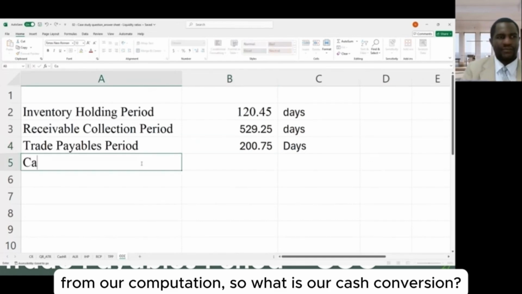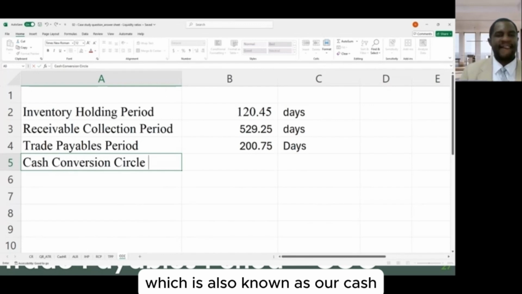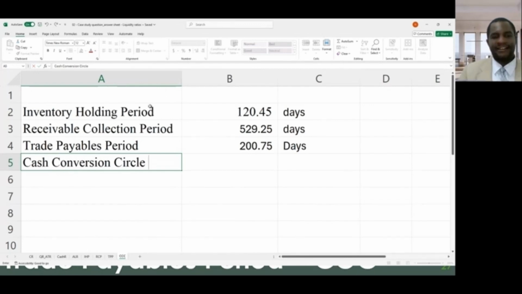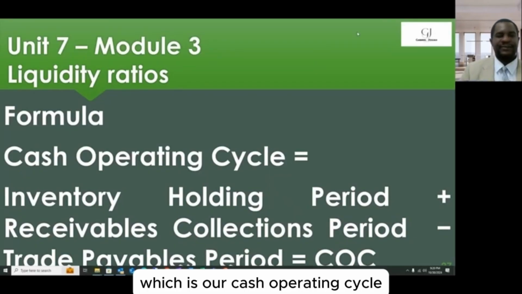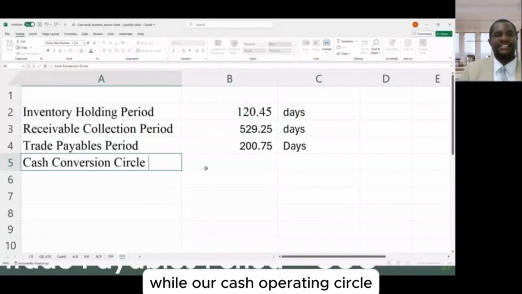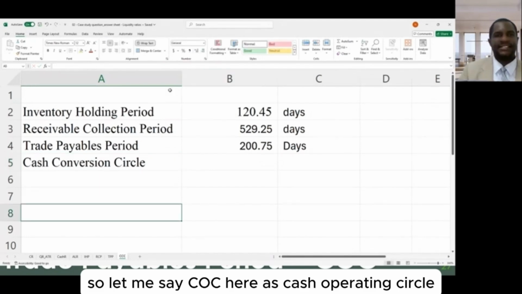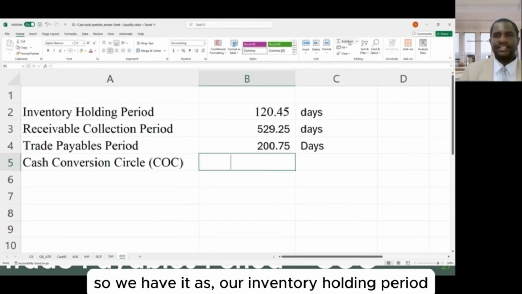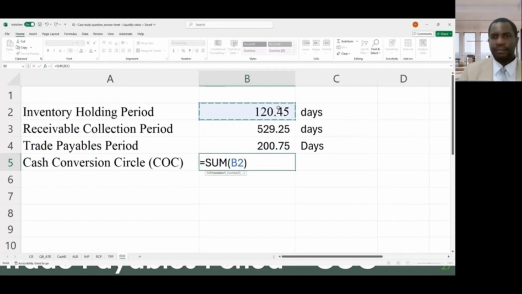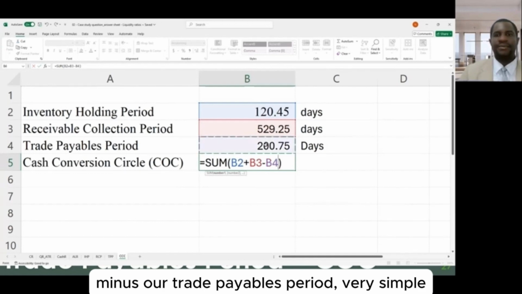So what is our cash conversion cycle, which is also known as our cash, let me go back to the formula now, which is our cash operating cycle, cash conversion cycle, or our cash operating cycle. So let me say COC here as cash operating cycle. It's the same thing. Okay, so in calculating this, it's very simple. So we have it as our inventory holding period plus our receivable collection period minus our trade payables.